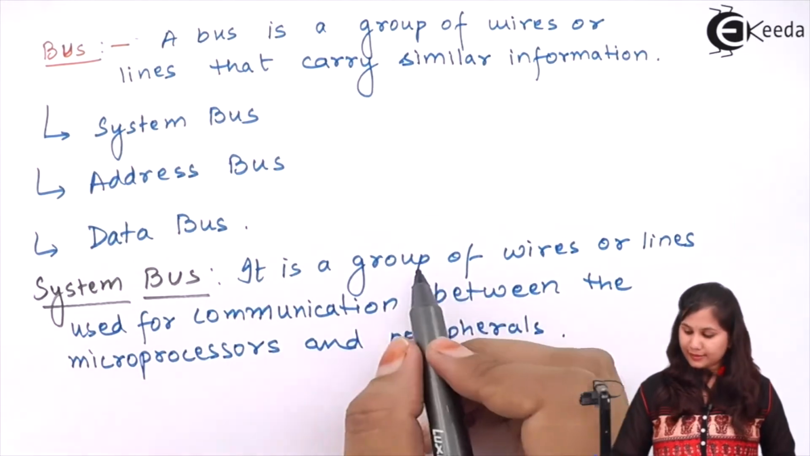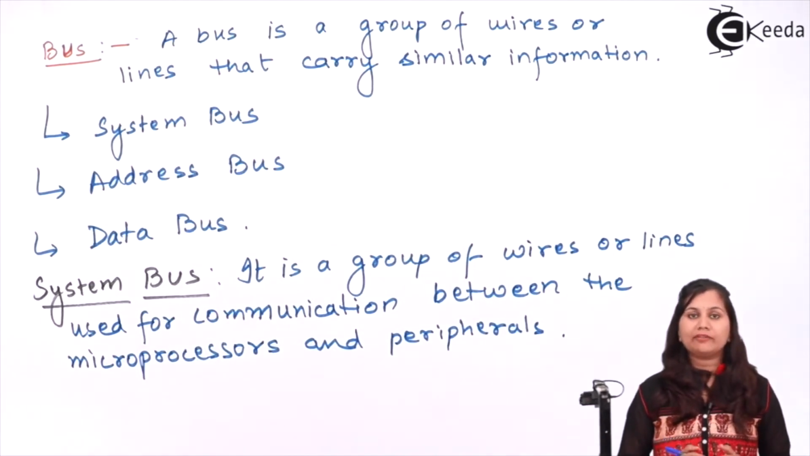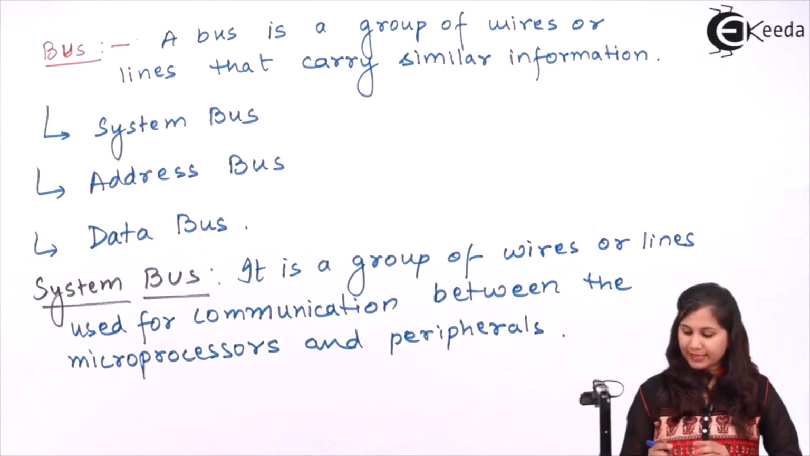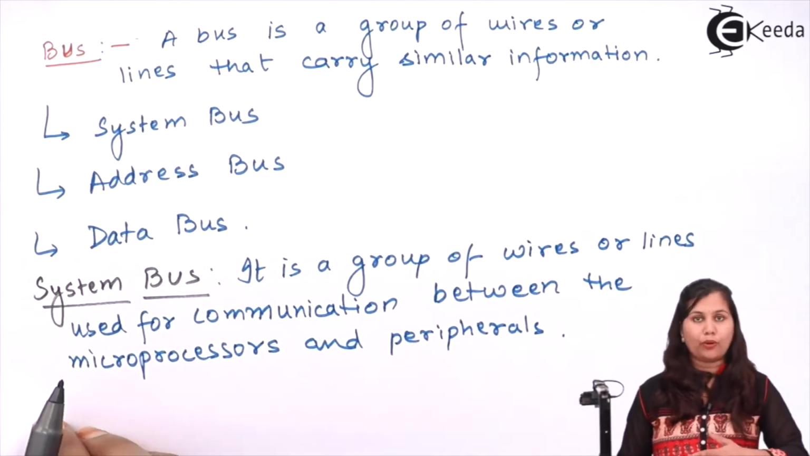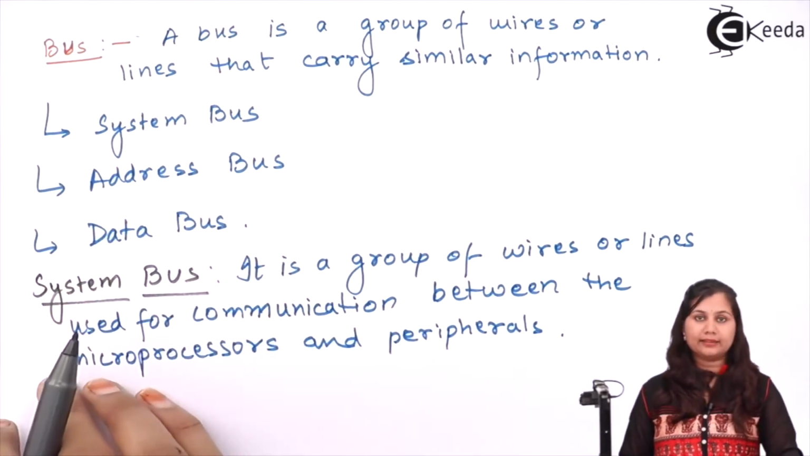System bus is a group of wires or lines which is used for the communication between the microprocessor and the peripherals. Whenever the microprocessor wants to read the data, wants to get the input from the input devices, or wants to give the result on the output devices, then the system bus is used for that flow of data. Then we have the address bus and the data bus.